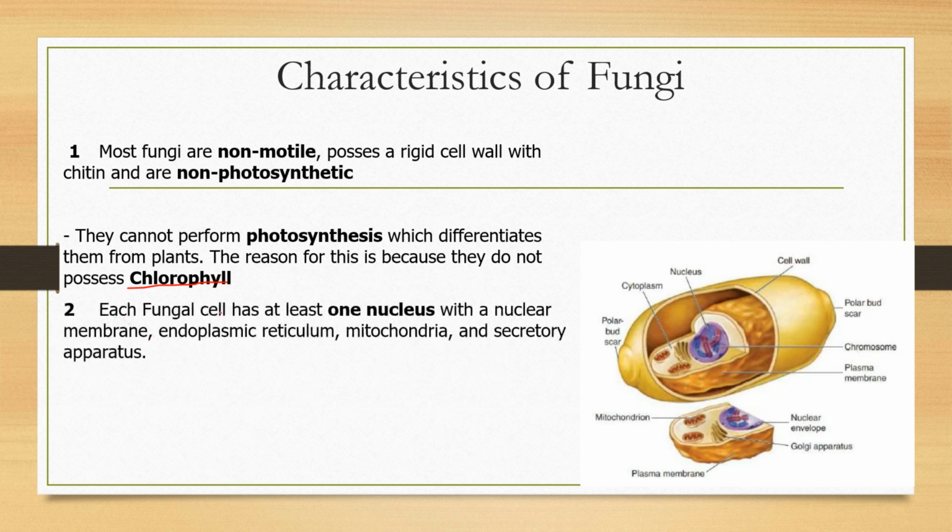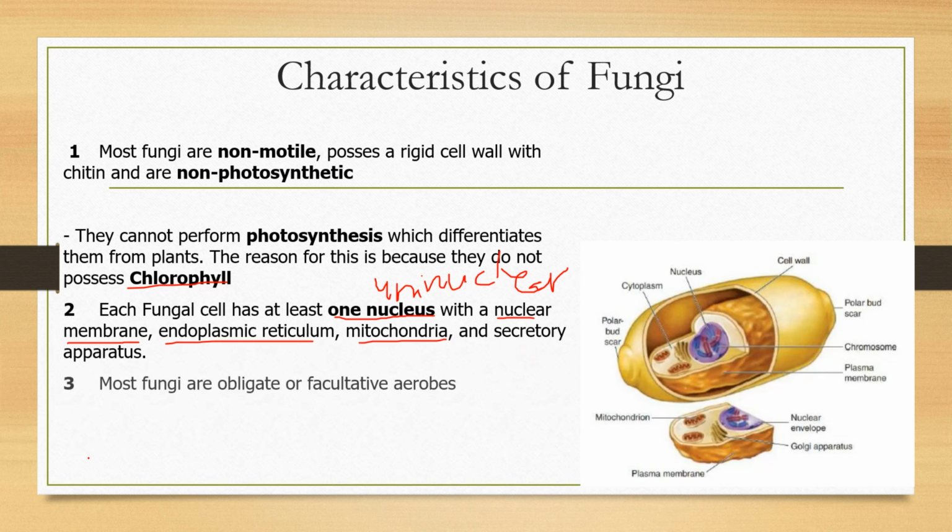Another characteristic, class, is that each fungal cell has at least one nucleus. So this is a uninuclear microorganism. And the nucleus is surrounded by a nuclear membrane. It also has an endoplasmic reticulum, a mitochondria, and a secretory apparatus or the Golgi apparatus.